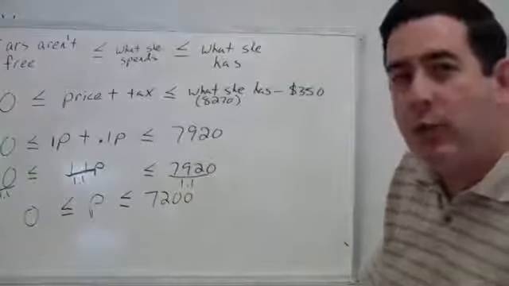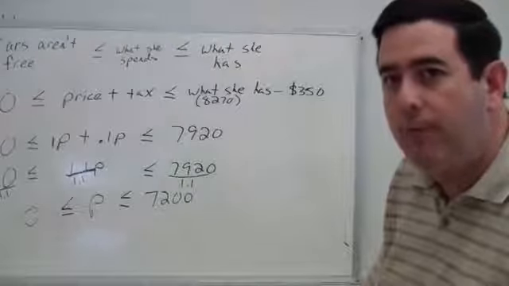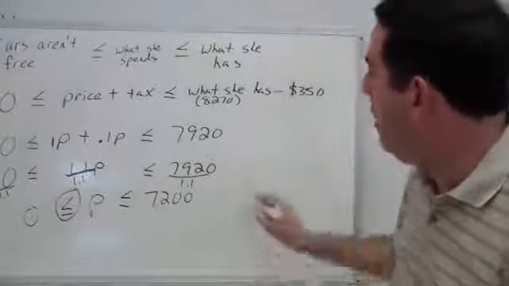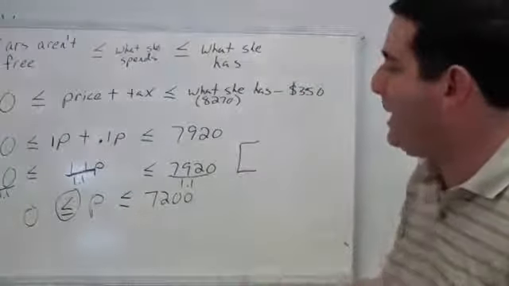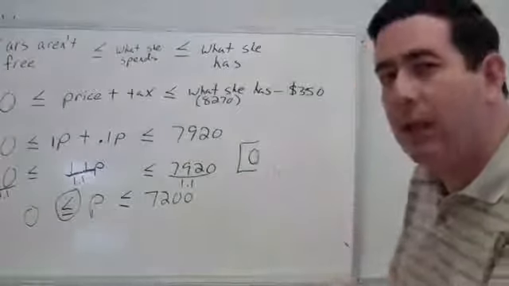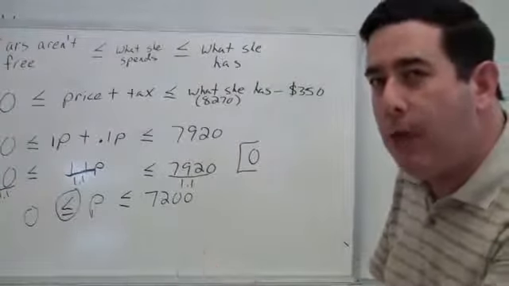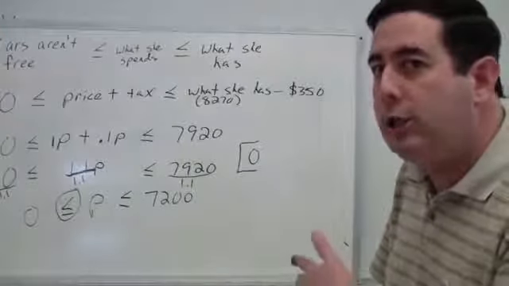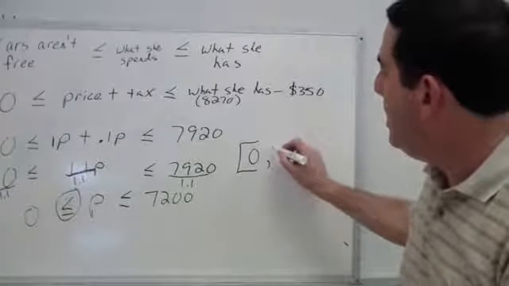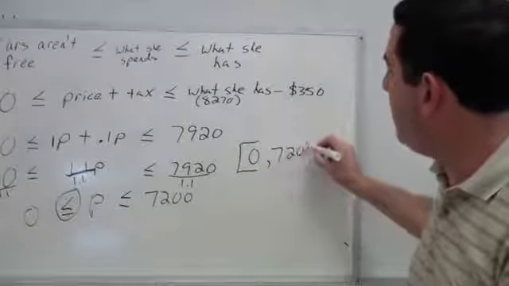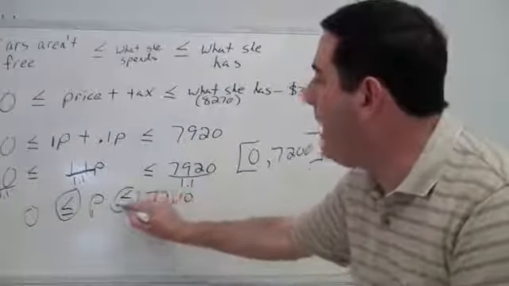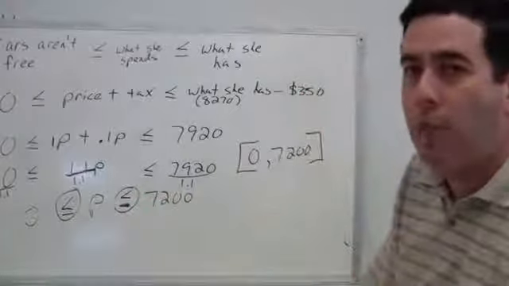Now we were asked to express our answer in interval notation. Remember that when we've got less than or equal to, we'll use a bracket to represent that 0 is included as the low end. We go from the lowest thing to the largest thing, so 0 is our starting point. Let's put a comma. 7,200 is our maximum. And again, we want a bracket. Anytime we've got that equals, we'll use a bracket.